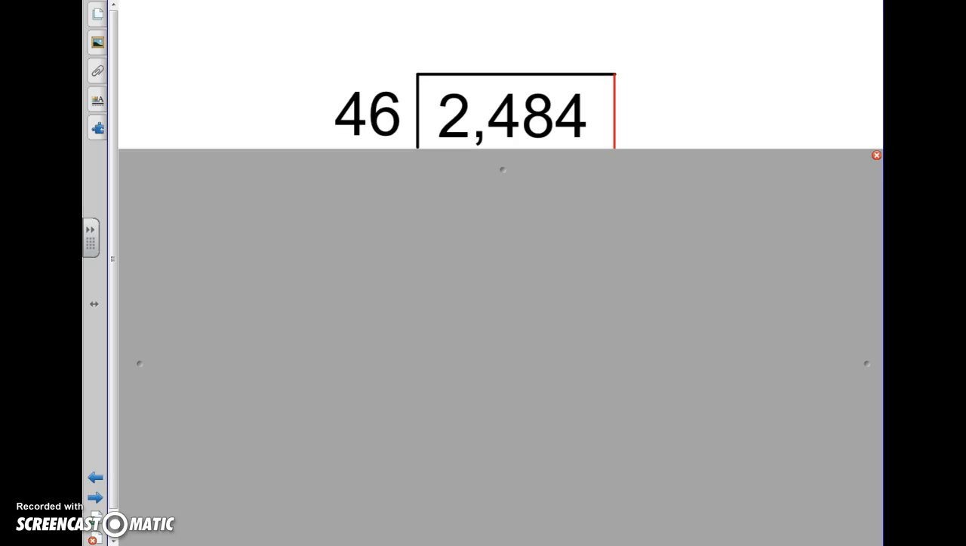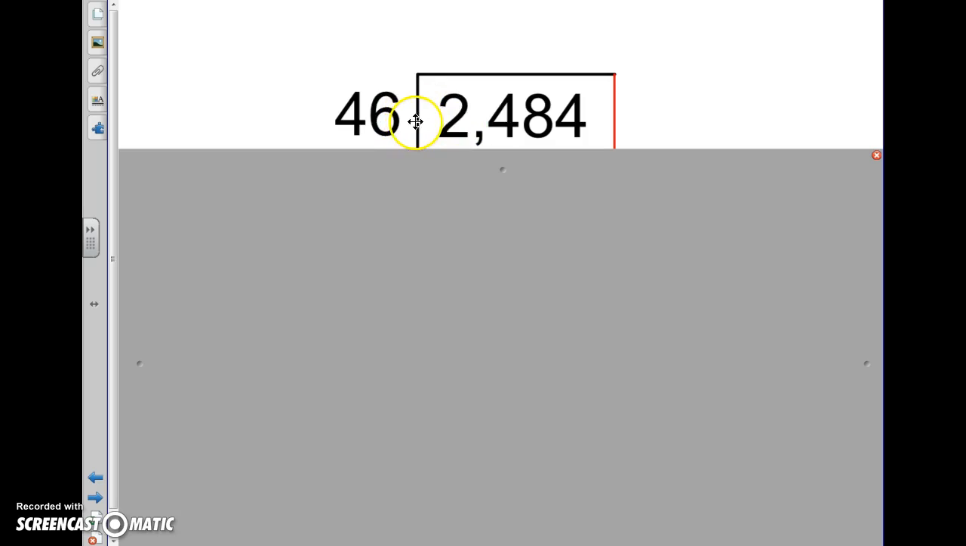So in this one we have the dividend, 2,484, divided by the divisor, 46, and we're looking for the quotient. Okay, so we have only a 2-digit divisor, right? Which means it's probably going to go into this 4-digit dividend a whole bunch of times.